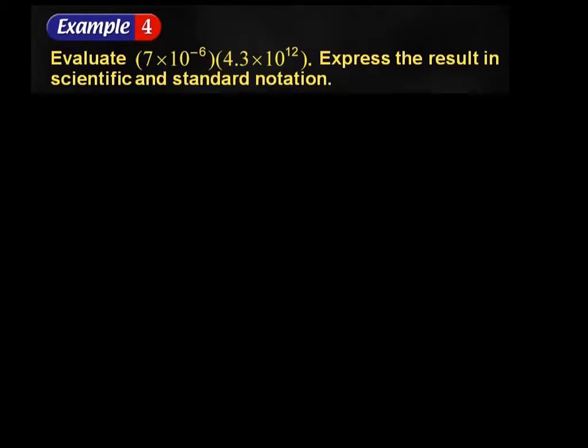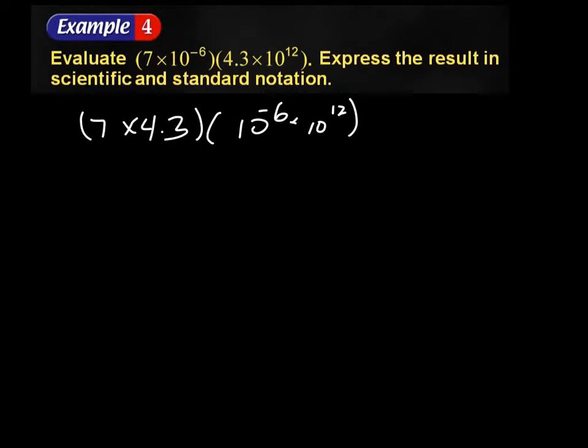Okay, time to sit up straight. We're doing something new. We're going to evaluate the product of 2 numbers written in scientific notation. This is very useful. So the first thing I'd like to do is use our commutative property and rearrange things. So I'm going to have 7 times 4.3 times 10 to the negative 6 times 10 to the 12th. So I just grouped the numbers out front that are not in exponential form, and I grouped the things that were in exponential form. So then we can multiply real quickly.